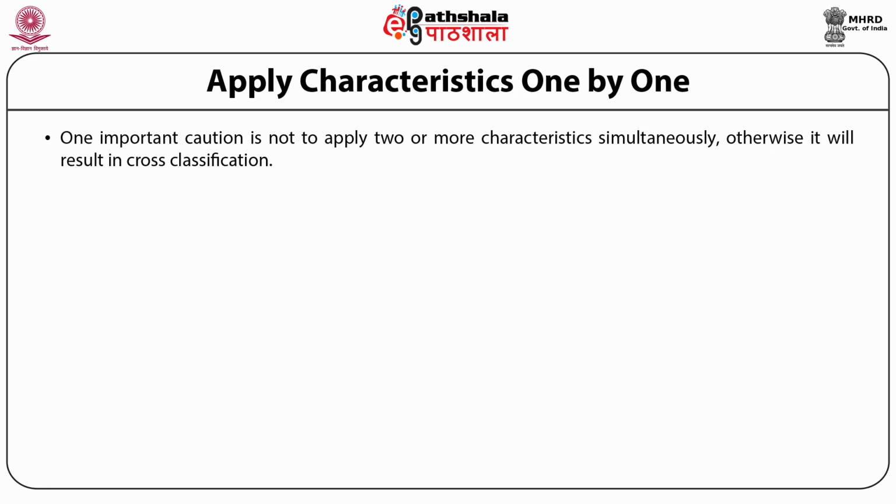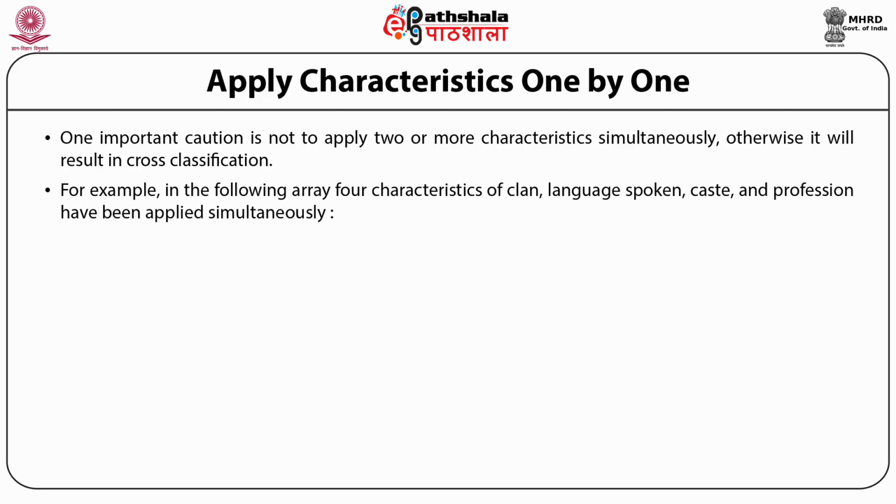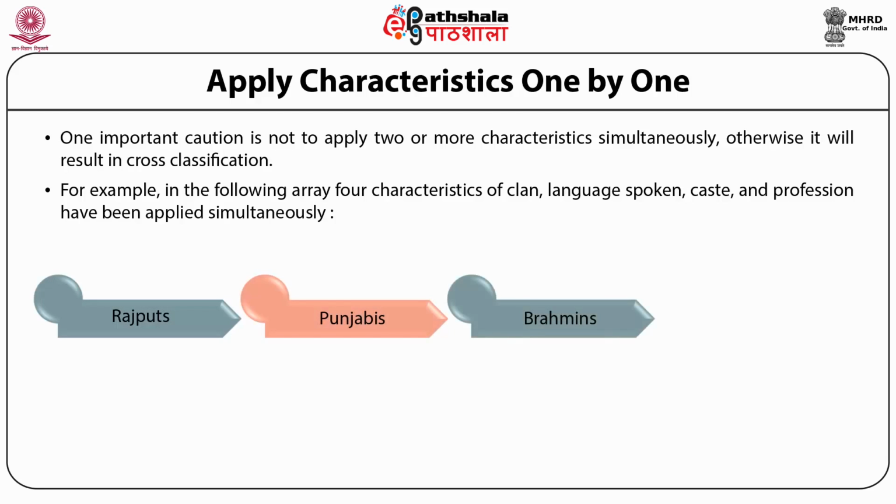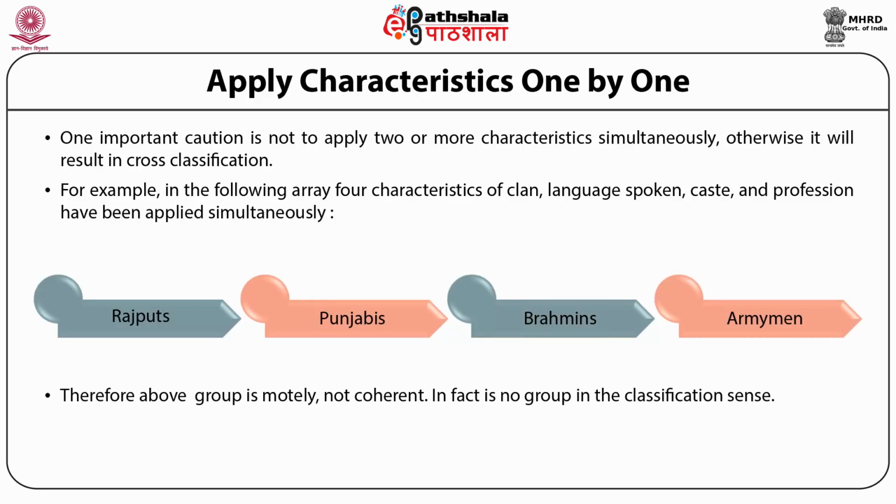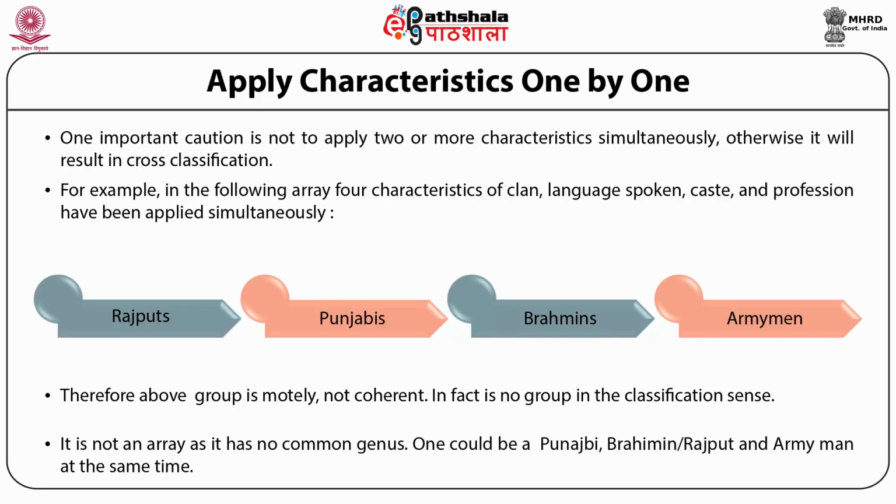Apply characteristics one by one. One important caution is not to apply two or more characteristics simultaneously, otherwise it will result in what is called cross-classification. The array that we produce will not be homogeneous. For example, in the following array, characteristics like language spoken, caste and profession have been applied simultaneously. The array: Rajputs, Punjabis, Brahmins, army men, women. Therefore, the above group is not coherent. In fact, it is no group in the classification sense. It is not an array as it has no common genus. One could be a Punjabi Brahmin or Rajput army man at the same time.